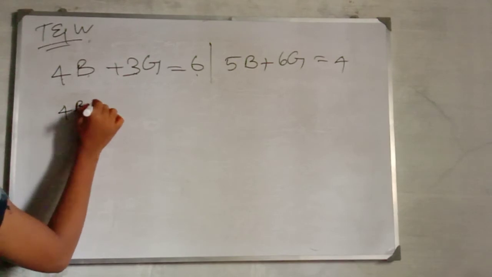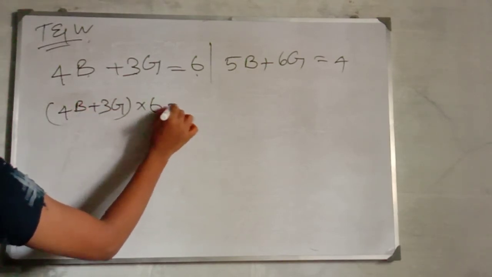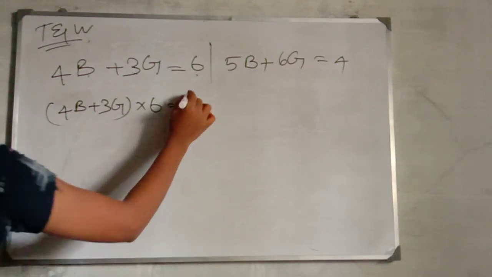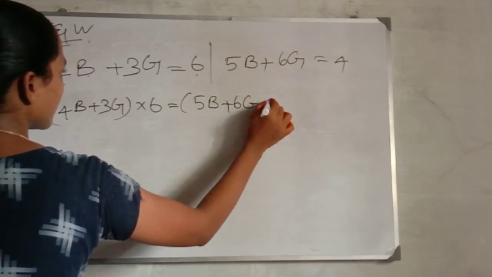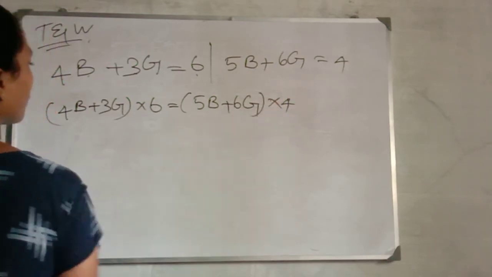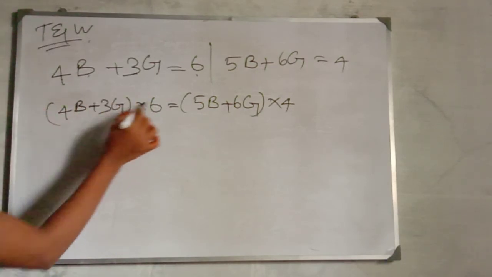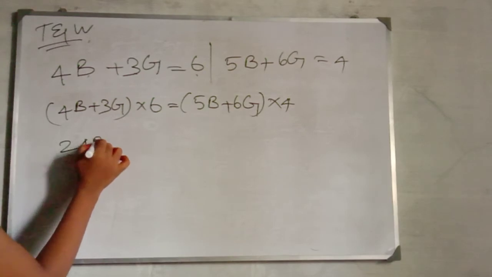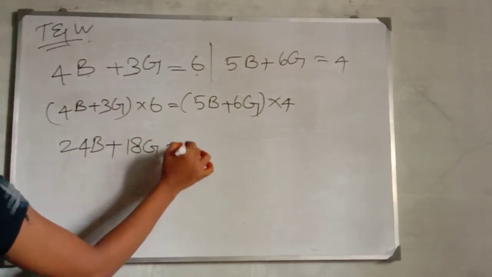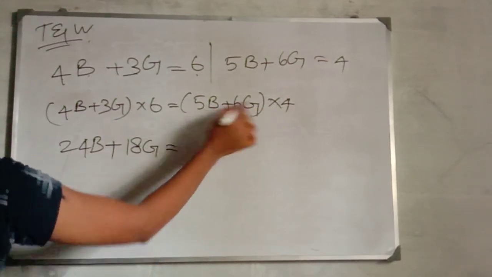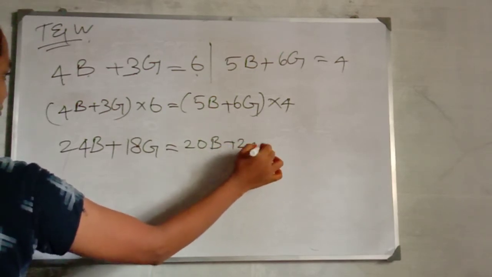4 boys plus 3 girls, into 6, is equal to 5 boys plus 6 girls, into 4. Let me multiply this out. 6 4s are 24b, and 6 3s are 18g, is equal to 5 4s are 20b, and 6 4s are 24g.